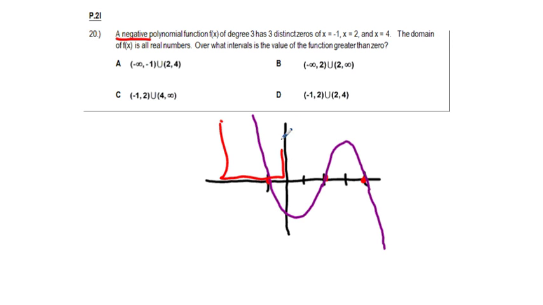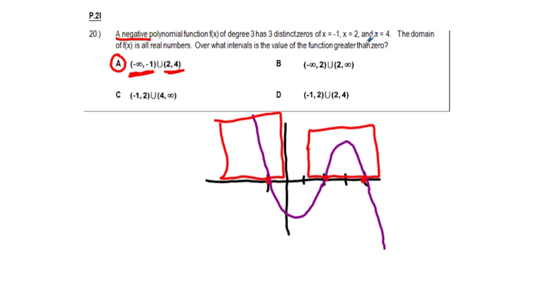So here we have above the x-axis, and also between 2 and 4. So between -infinity and -1 is where we're going to have above 0, and also between 2 and 4. So A is our correct answer.